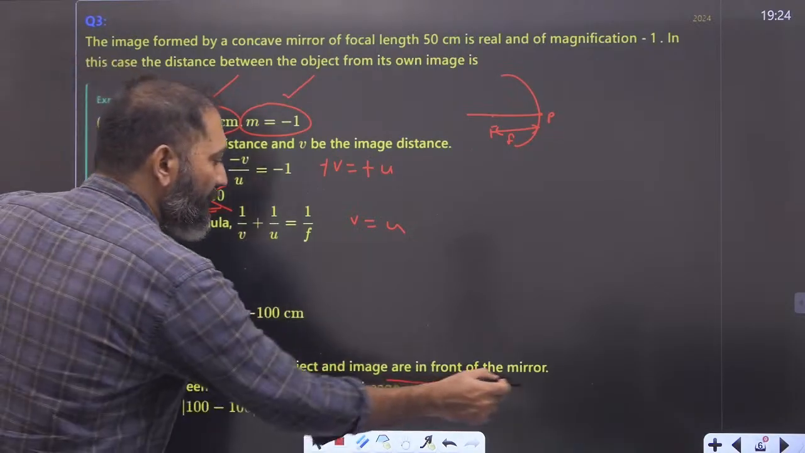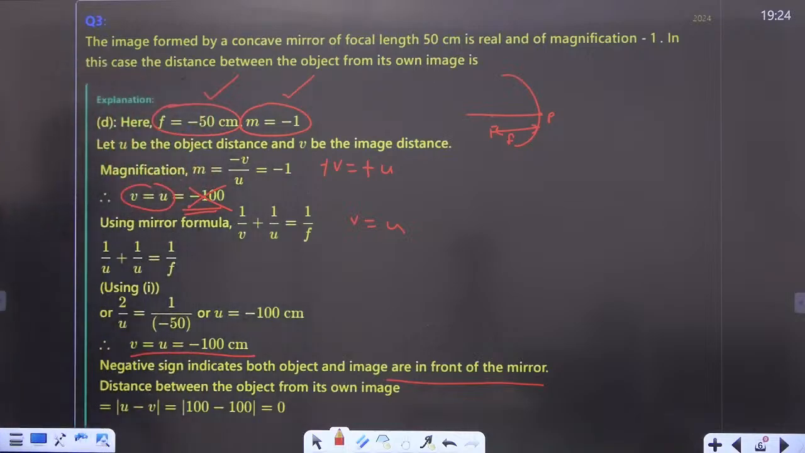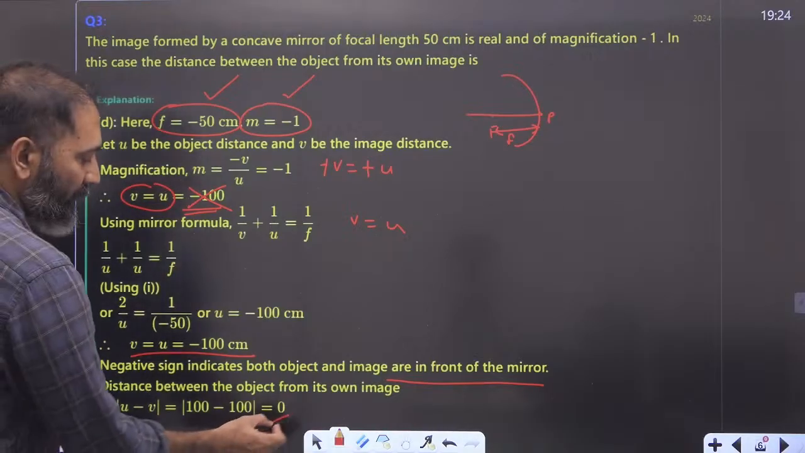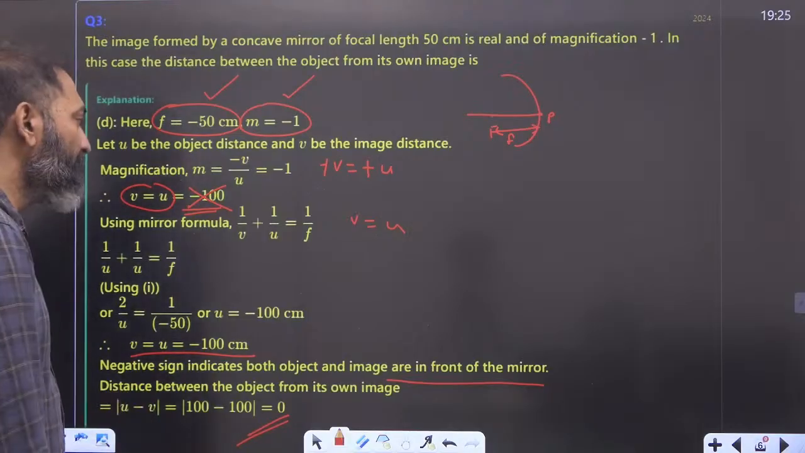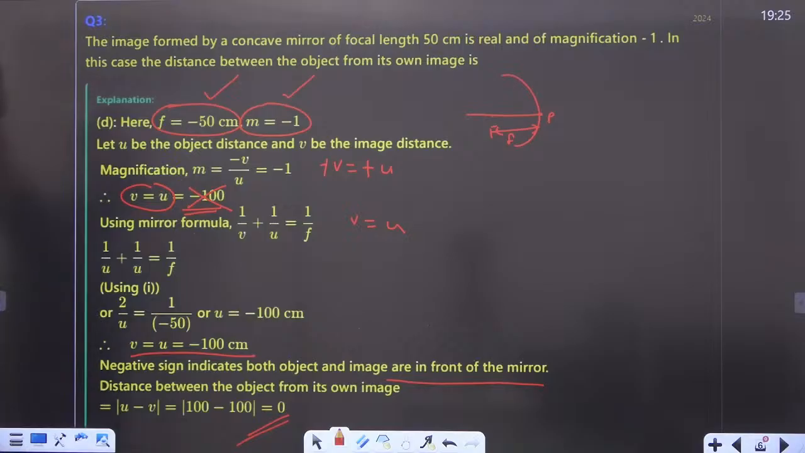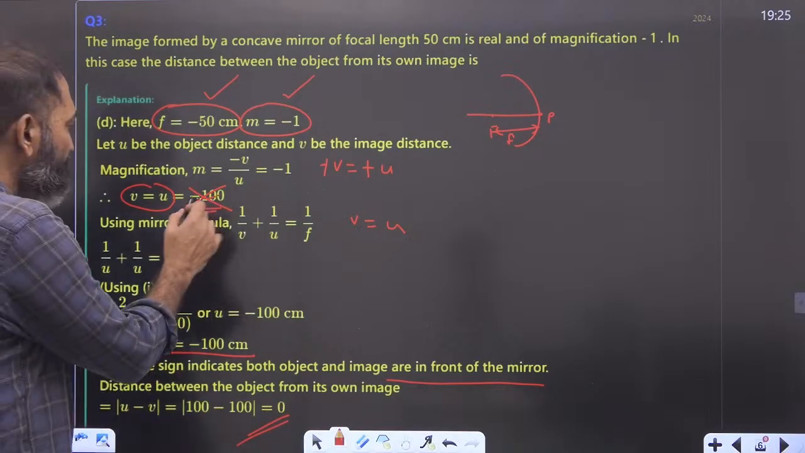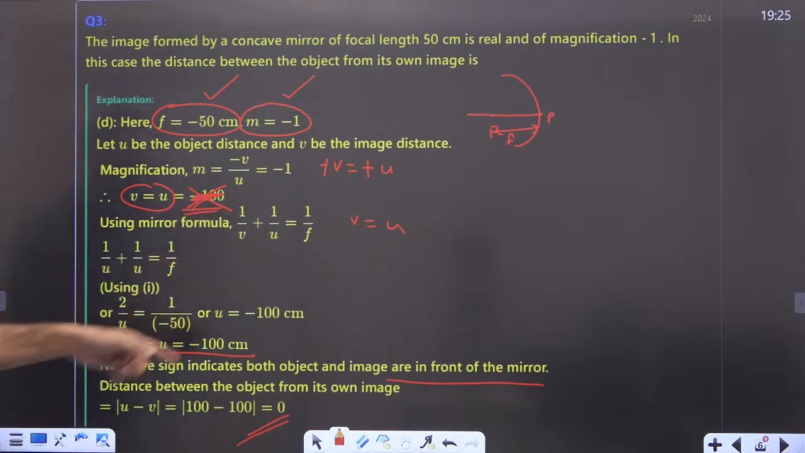Negative sign indicates what? Both object and image are in front of the mirror. Distance between the object and its own image is u minus v. So -100 minus -100 is equal to what? 0. Why? Object and image are both at the same position. So that is the reason why the distance between them is 0.